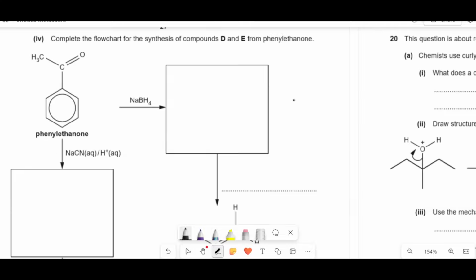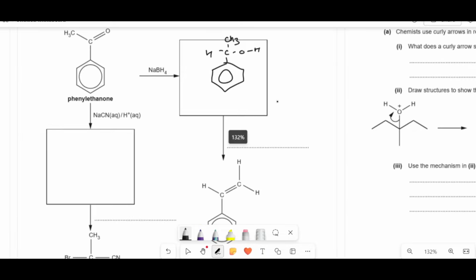There you go. So now it says, complete the flowchart, the synthesis of compounds D and E from phenylethanone. If you have a look, this is a ketone group. It's not attached here, it's a ketone group here. And if you're going to use NaBH4, it's going to put it back down to its alcohol. It's going to be reduced instead of oxidized. So you get this, you then get COH, you get CH3 here, and then you've got an H there, cool.